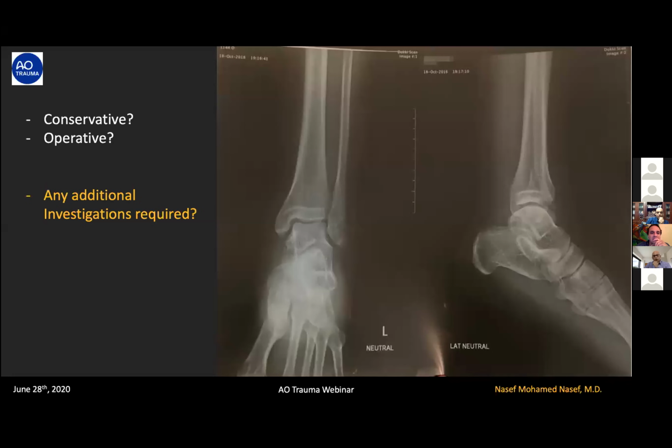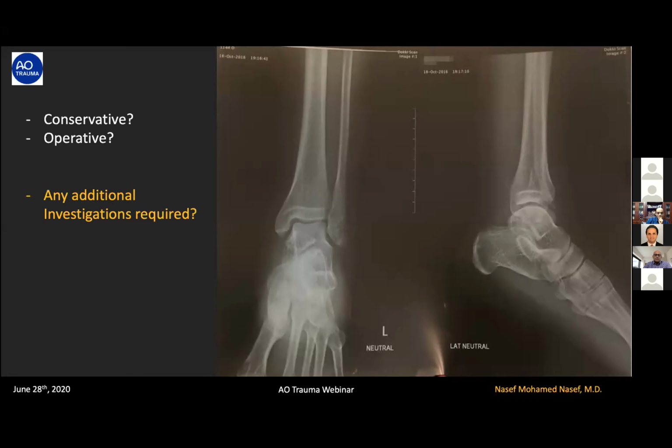Yeah, okay, that's also a very good idea, the mortise view. And I would ask, if the mortise view shows some syndesmotic instability, for a plain X-ray of the contralateral side, just to compare the syndesmotic space between both of them. Okay. Yeah, Dr. Nasef, I think we should do some form of stress views.